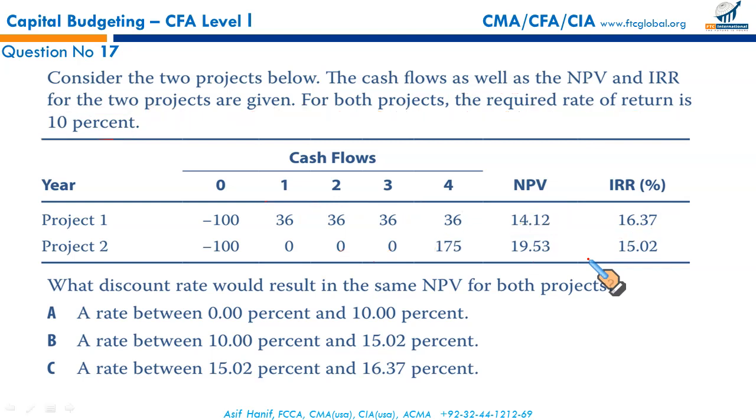One way to solve this question is a shortcut. The rate at which the NPV for both these projects will be equal lies somewhere between these two. The right approach, the way we do it in CMA, is to take the differential of cash flows and calculate the IRR that brings those cash flows to 0. If you calculate the difference, 36 minus 0, 36. 36 minus 0, 36. This will be 0. 36 minus 0, 36. But 36 minus 175 will give you negative 139. So these are the differential cash flows in project 1 and 2.